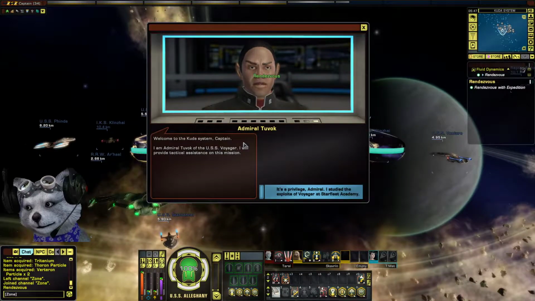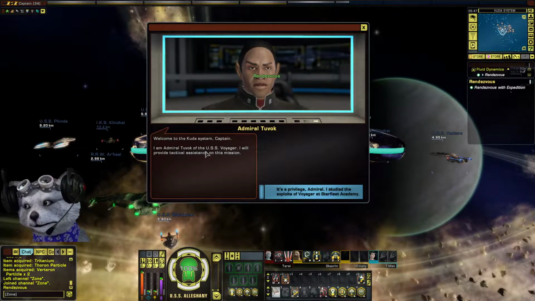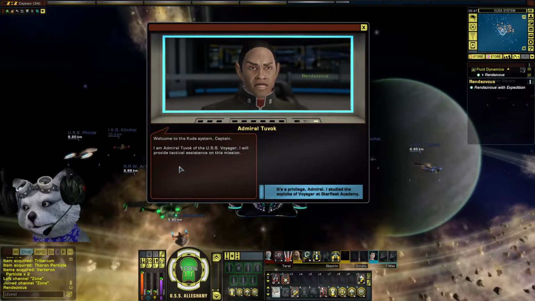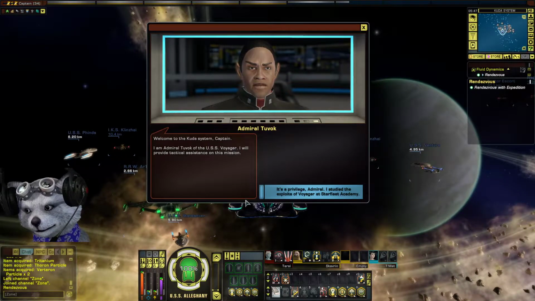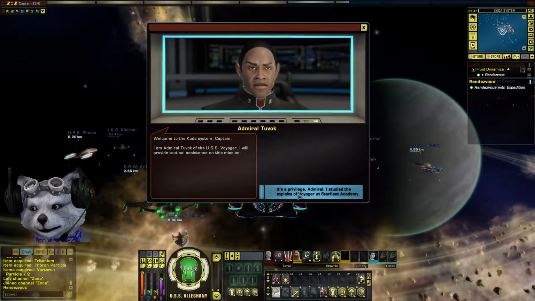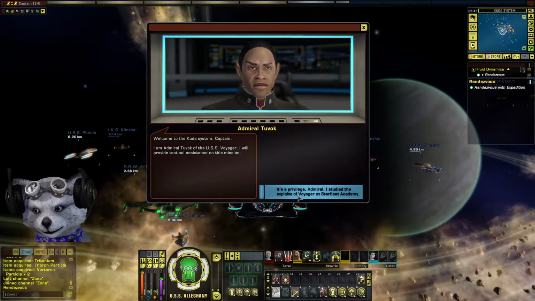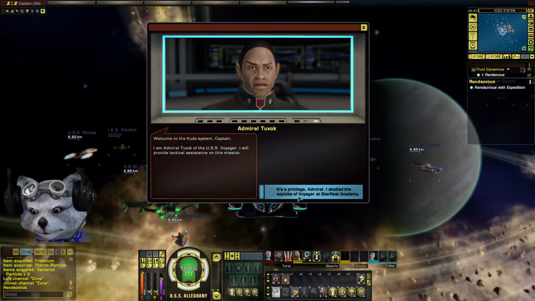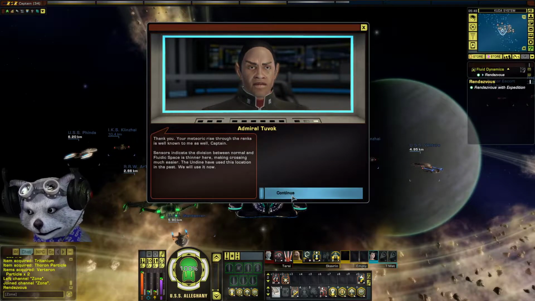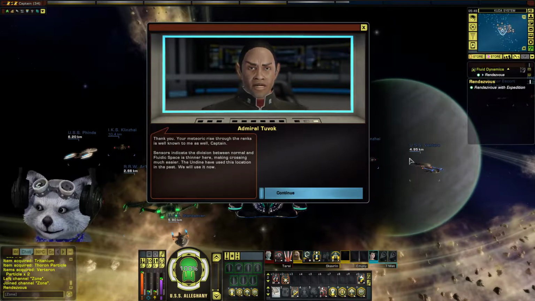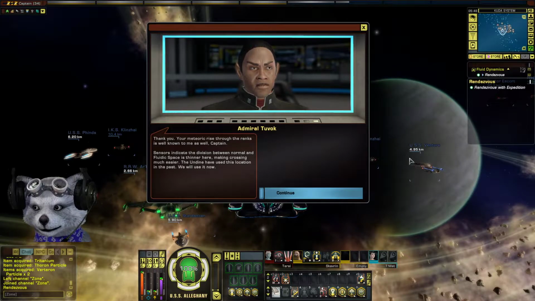Welcome to the CUDA system. I am Admiral Tuvok of the USS Voyager. I will provide tactical assistance on this mission. It's a privilege, Admiral. I studied the exploits of Voyager at the Starfleet Academy. Thank you. Your meteoric rise through the ranks is well known to me as well.